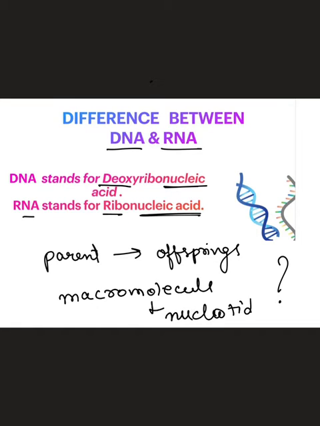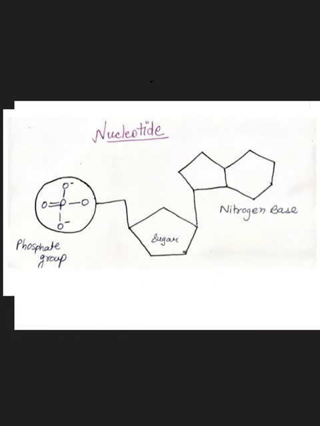Now let's see the structure of a nucleotide. This is the structure of a nucleotide. It contains basically three parts. One is a phosphate group, another is a sugar, and the third part is a nitrogen base. Based on this, there can be different kinds of sugar or different kinds of nitrogen base, and all these nucleotides together build up and form a macromolecule of nucleic acid, which forms DNA and RNA.